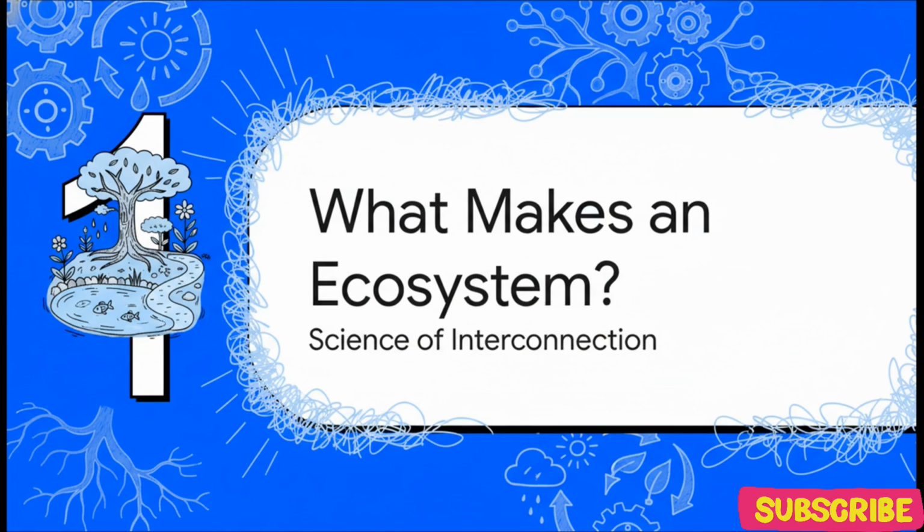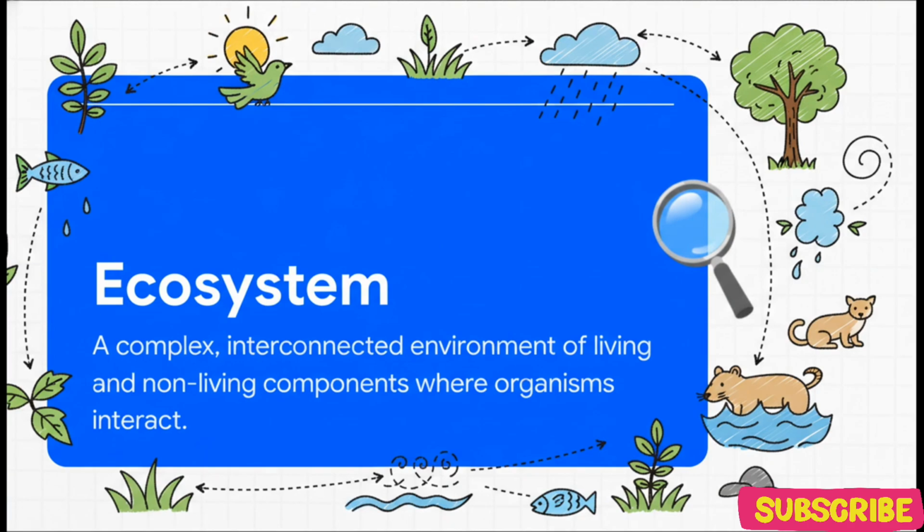So what's the secret sauce? What's the one thing that connects a tiny garden to a massive forest or even the entire ocean? It all comes down to one word: interconnection. See, it's not just about what's in a place. It's about how all those things are working together in this intricate dance. Okay, so here's the more official definition. An ecosystem is a complex, interconnected environment of living and non-living components. But look, the real key, the magic ingredient in all of this is that one little word: interact. That's it. It's all about the relationships, the back and forth between the living stuff and its non-living environment.